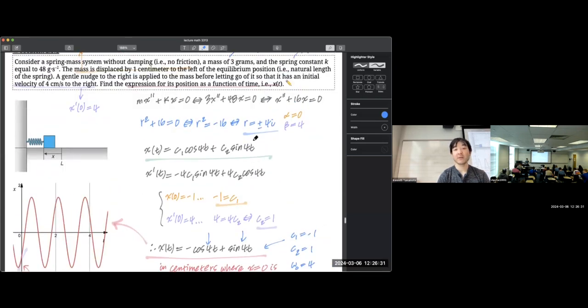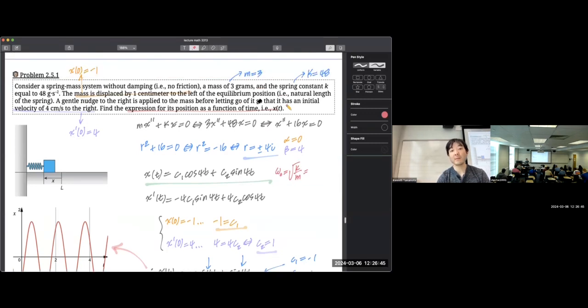How does this look with the previous one? We did all this work, but for the one we had up here, we could have seen that omega naught is equal to the square root of k over m. In the problem up here, k was 48, m was 3, so it would have been square root of 48 over 3. If you just divide 48 by 3, it would have been square root of 16, which is equal to 4, which is what we see here.